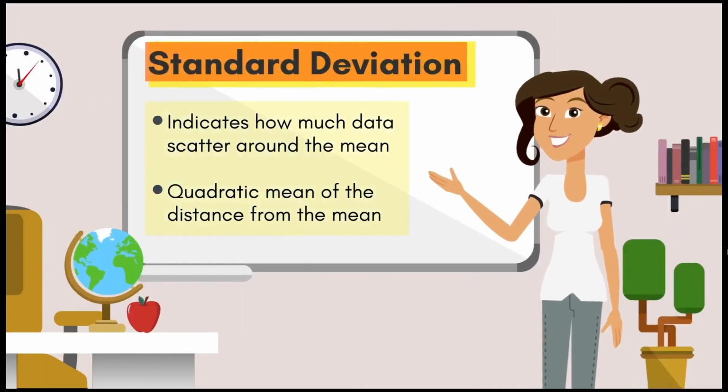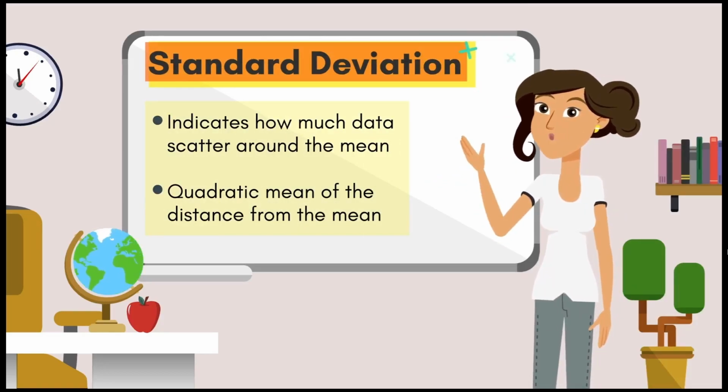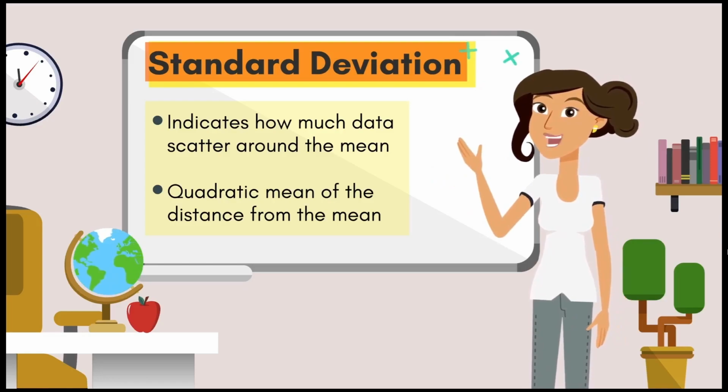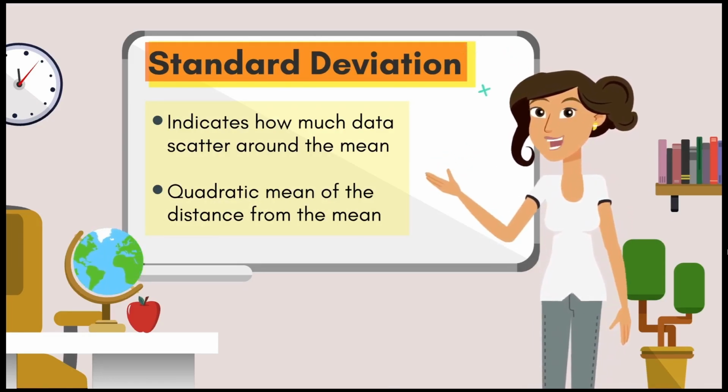Hi everyone, I'm Ming Ting. So now I will explain about standard deviation. Standard deviation is a measure that indicates how much data is scattered around the mean.